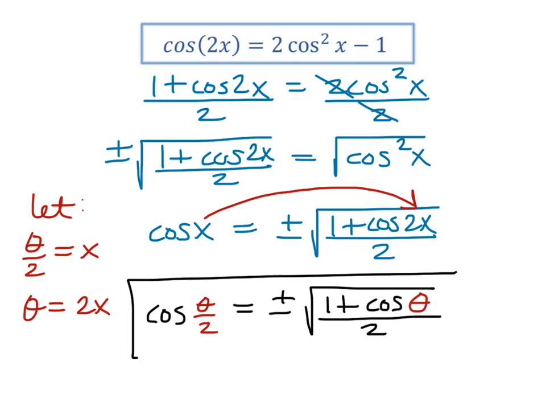So here we have the half angle formula for cosine. Cosine of theta over 2 equals plus or minus the square root of 1 plus cosine theta, which is double whatever that original angle theta over 2 was, over 2.